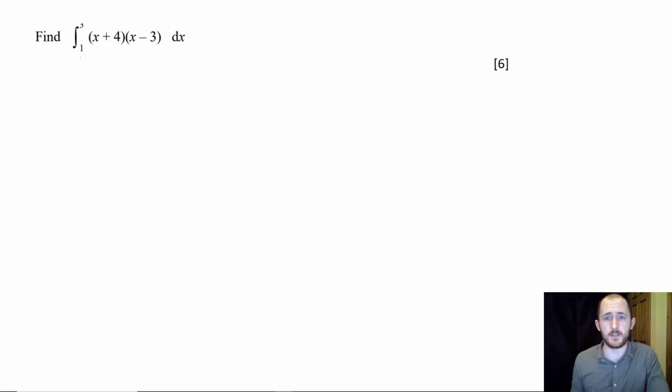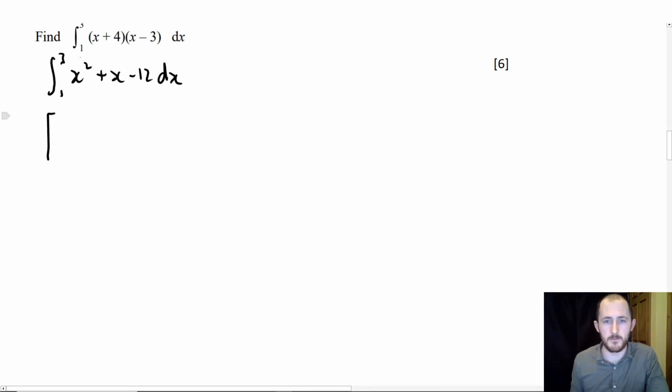Well, the first thing you do is you need to expand the brackets. And these numbers don't mean anything just yet. So we have x squared, and then we have plus 4x minus 3x, so we have plus x minus 12 dx. And now I'm going to evaluate the integral as per normal. However, I'm going to put massive staple brackets around the whole thing.